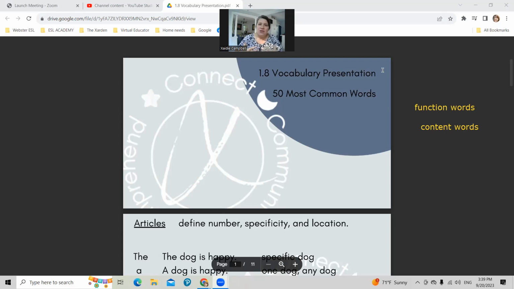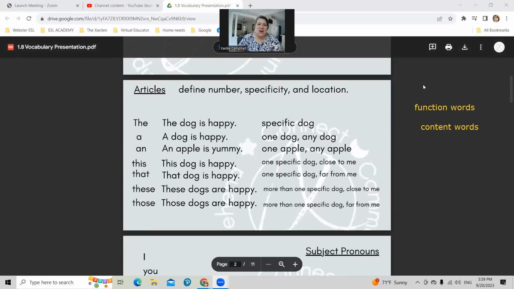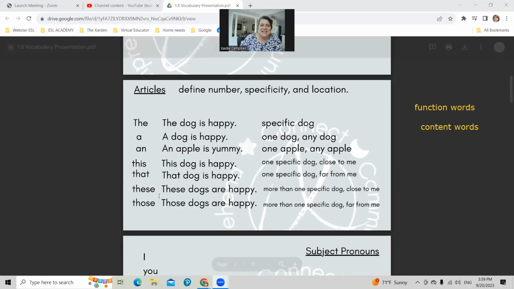So we're going to talk about those first as vocabulary, and then in the grammar lesson, we will review what we're talking about in this vocabulary lesson. So you'll get it a couple of times. Let's get started. First, we're going to talk about articles. And I grouped these 7 words in articles.